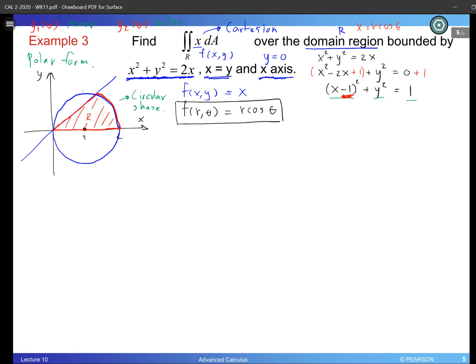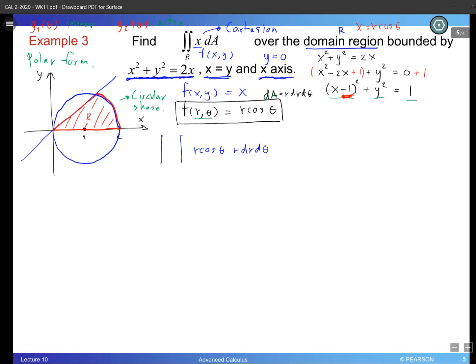Now we can construct the double integral. It's going to be the double integral of this multivariable function in terms of r and theta, so r cosine theta, with respect to the differential area. dA is going to be r dr d theta. We already know that. You can make a note right here, in black, that dA equal to r dr d theta.